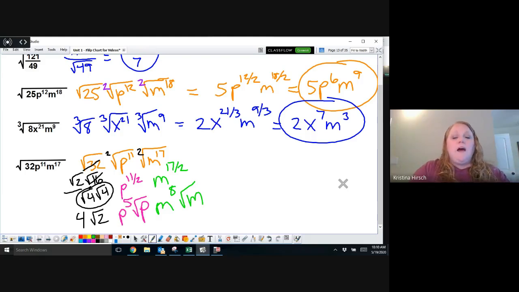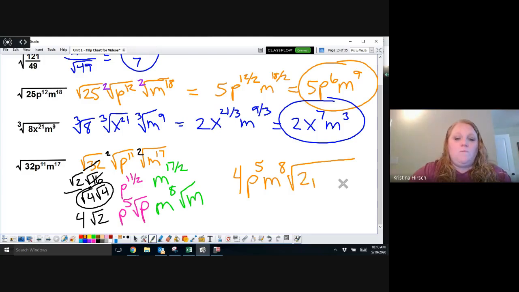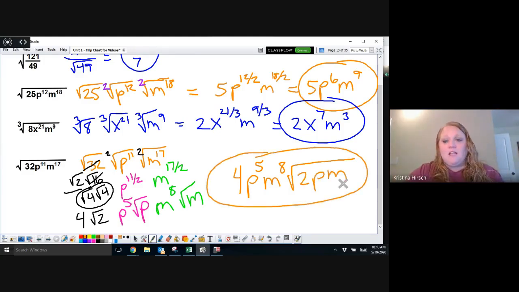All right. So now that I have all of these terms, I need to see what all can go together. Okay. So I'm going to have a 4 P to the 5, M to the 8 times the square root of 2PM. And that's my final answer.